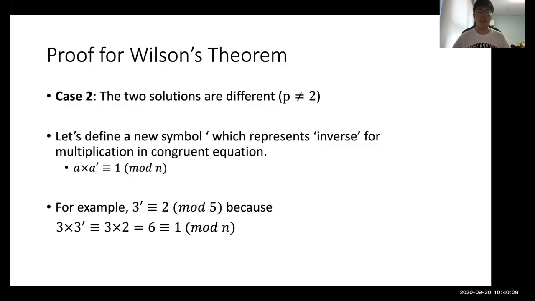Let's define a new symbol which represents the inverse for multiplication in a congruent equation. If we have an inverse of a, which will be represented by a prime, then a times a prime should be 1 in modulus n. For example, 3 prime will be 2 in modulus 5 because 3 times 2 is 6, which is congruent to 1 in modulus 5.